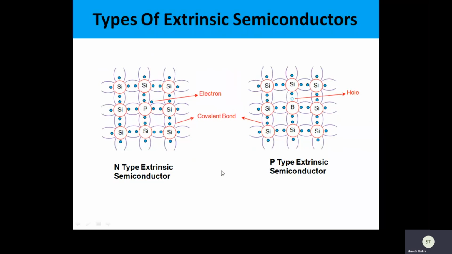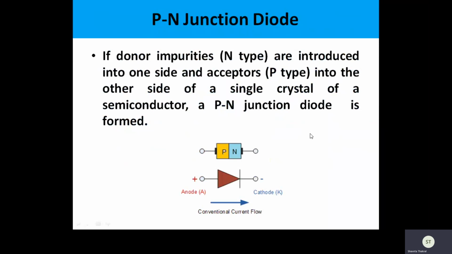Both types of extrinsic semiconductors we can use for different types of electronic devices. The first device we are going to discuss is the p-n junction diode. By the name, it is indicating that it is the combination of p-type extrinsic semiconductor and n-type extrinsic semiconductor.